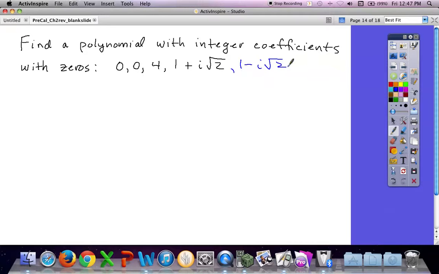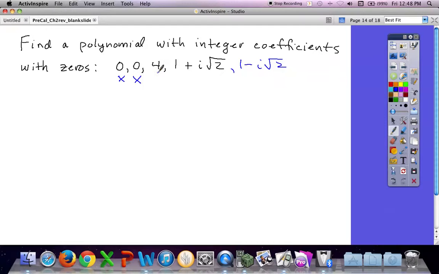Okay, now, what are the factors? What factor goes with a 0 of 0? Yeah, this is going to be an x, and that's going to be an x. So we actually have an x squared that comes out of that. We can use that at the very end. We'll just multiply everything by x squared.